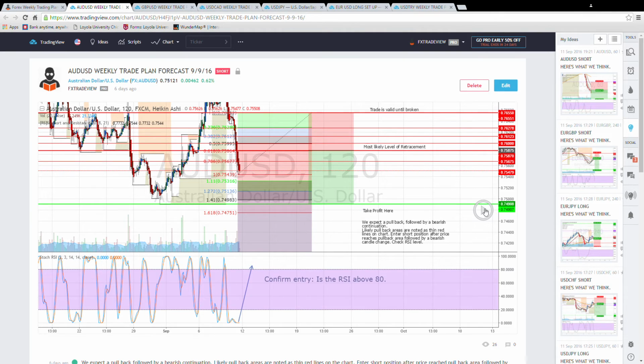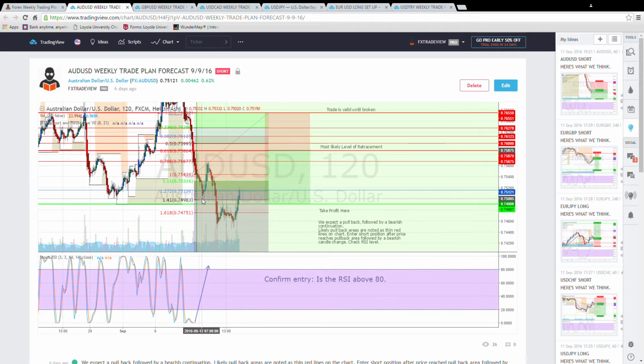In this case, here's what took place. Price did in fact pull back up, came up to the level of retracement, and from that point you enter your position and take profit here. So this forecast was completed rather quickly. Let's go to the next one, which was the Great Britain pound US dollars.